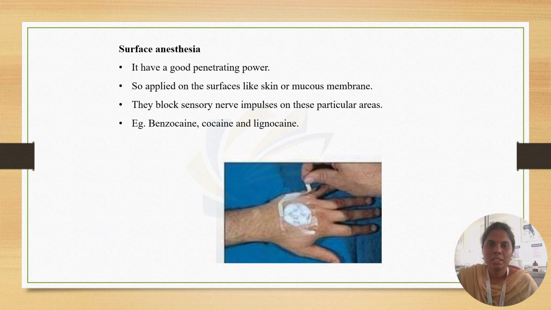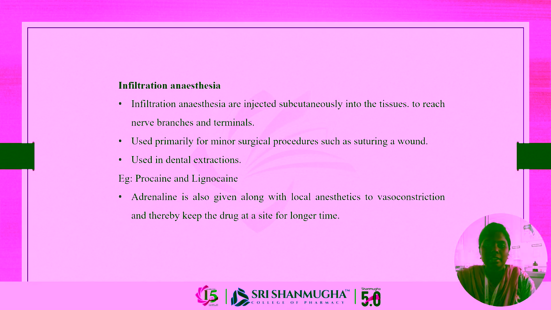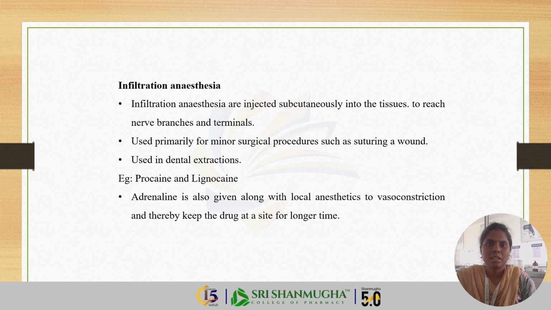So now let us look at the types of local anesthesia. First is surface anesthesia. These are drugs having good penetrating power and are applied on the skin or the mucous membranes. They easily block the sensory nerve impulses in that area. Examples for surface anesthesia are benzocaine, cocaine and lidocaine. Second, infiltration anesthesia. Here the drug is injected into the tissues beneath the skin to reach the nerve endings. This is commonly used for suturing wounds and dental extractions. Procaine and lidocaine are typical examples for this type of anesthesia.